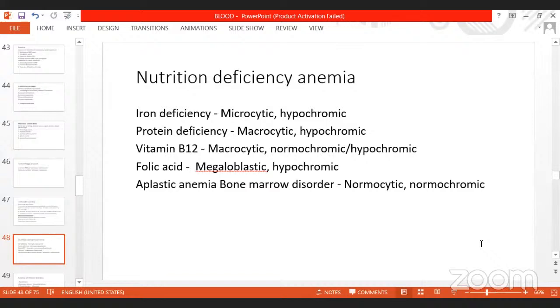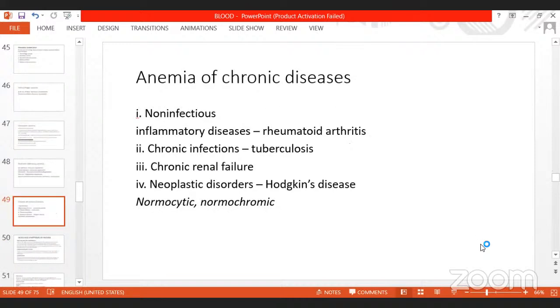And in aplastic anemia or bone marrow disorders, the cell size will be normocytic and normochromic. And chronic diseases like inflammatory diseases also produce anemia, like rheumatoid arthritis, infections like tuberculosis, renal failure, neoplasms like Hodgkin disease. All these conditions produce normocytic normochromic anemia.